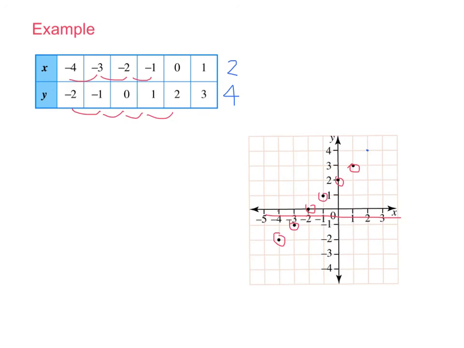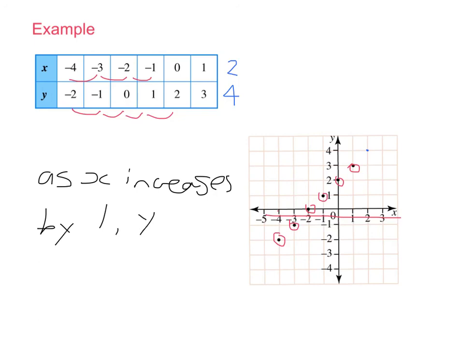It's pretty straightforward, guys. So the pattern would be as x increases, sorry, Mr. Corsi can't write today, by 1, y increases by 1. And it's as simple as that, guys. Get on with the exercises now and you should be fine.